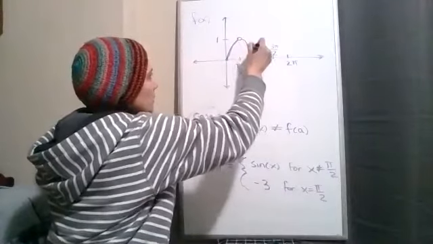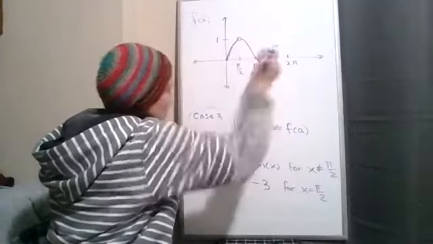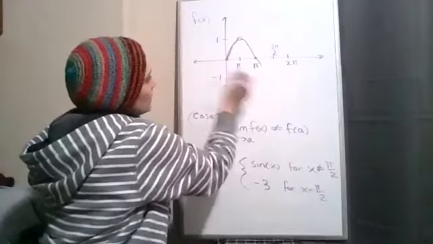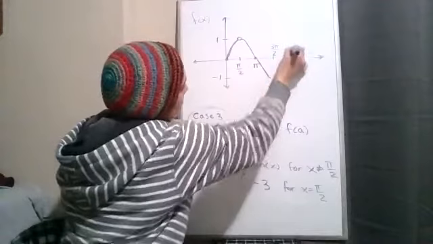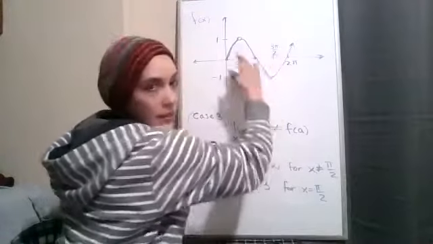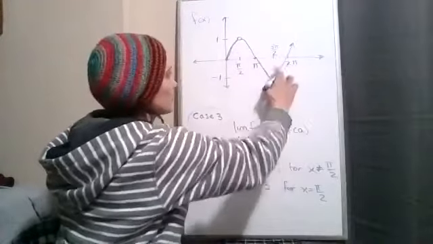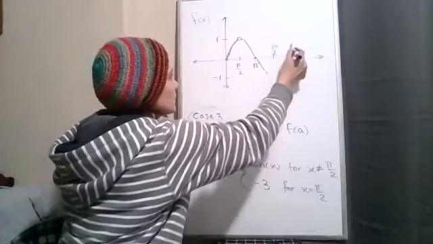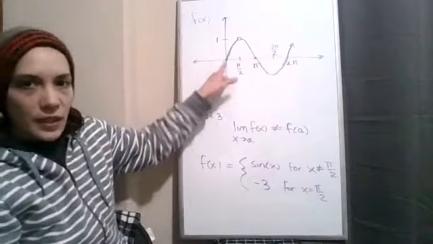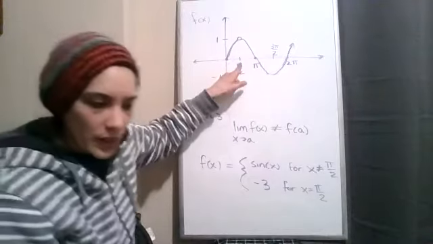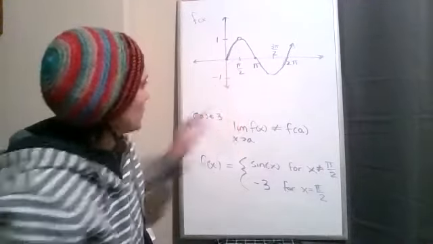Through the origin at pi. Swoops to -1. Goes back and then continues to cycle on. And we also need to put in the output for pi over 2 is -3.